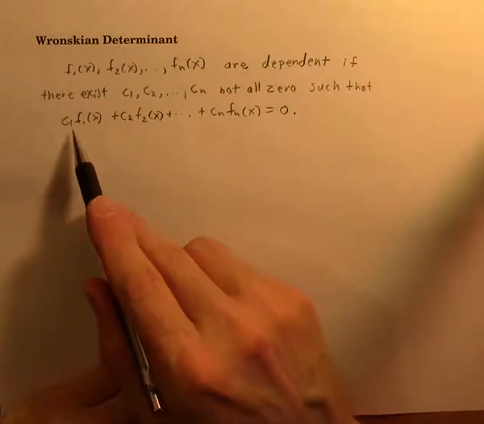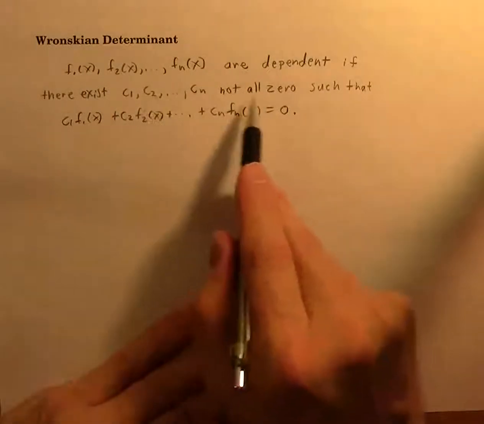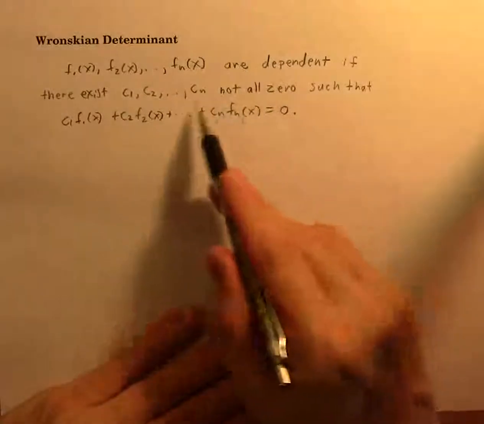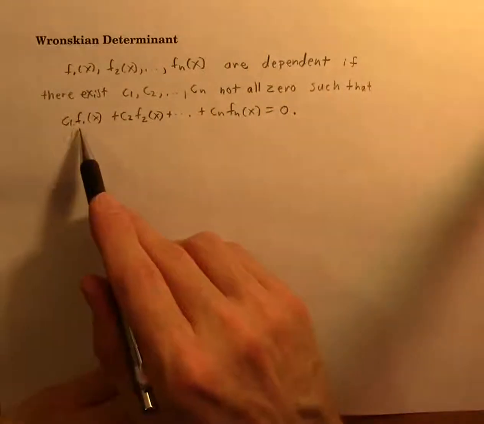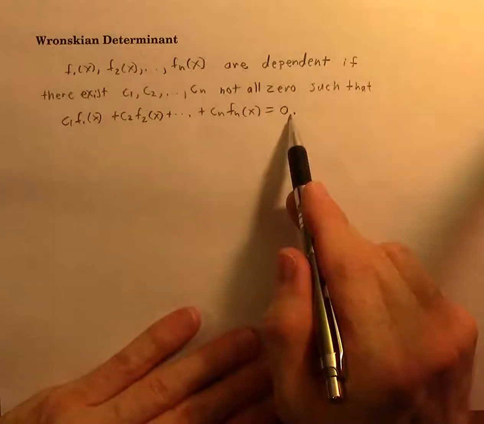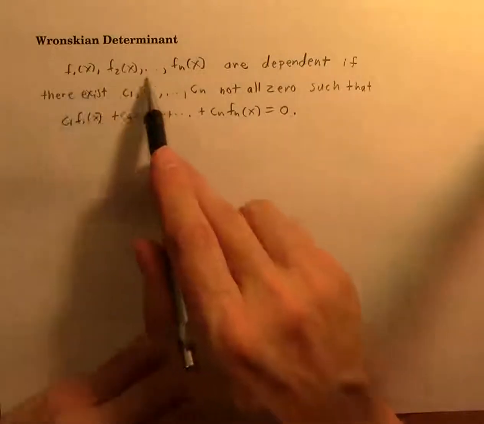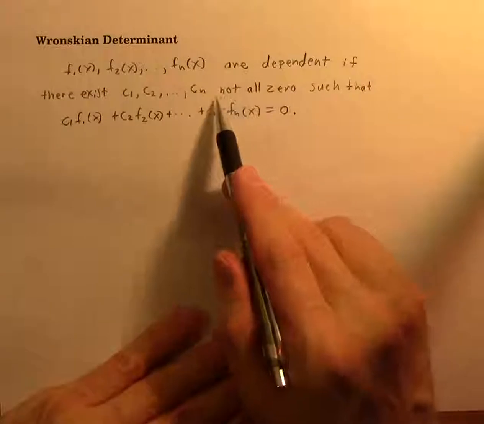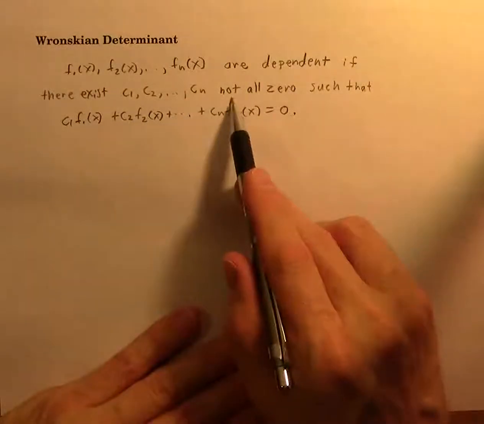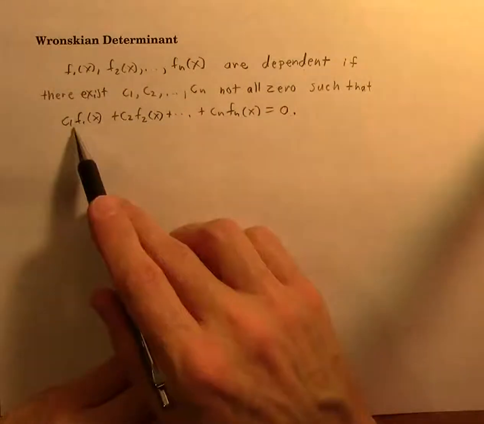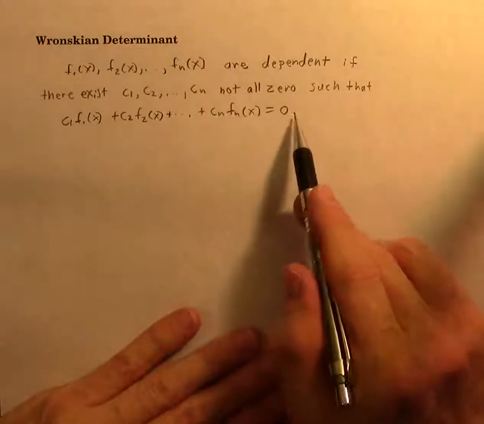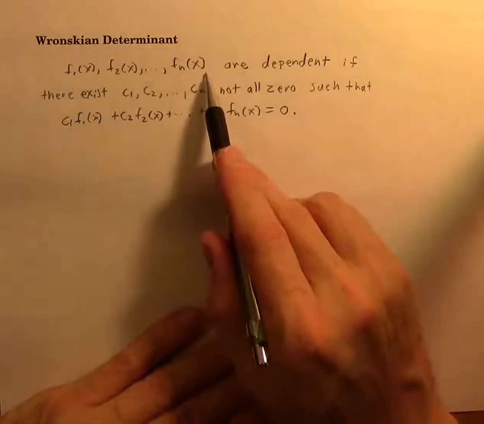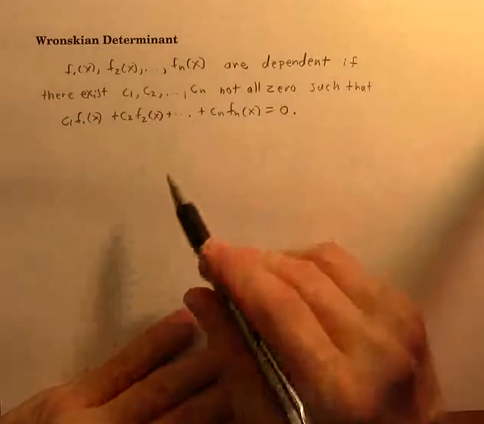So if there exist constants, some of these could be 0, but not all of them are 0, that make a linear combination equal to 0, then the original list of functions is said to be dependent. If it's not possible to find non-zero constants that give us a 0 linear combination, then the original list of functions would be said to be independent.